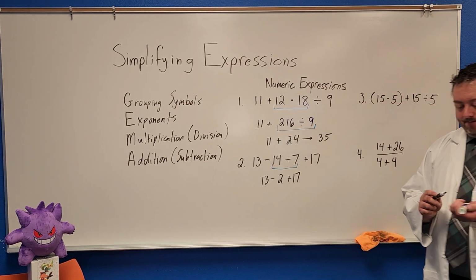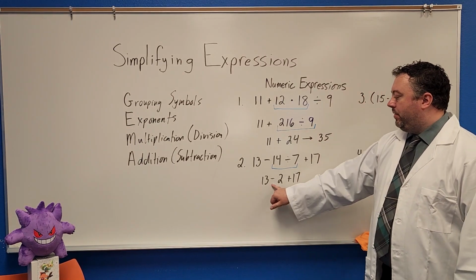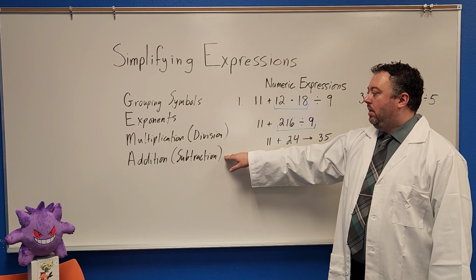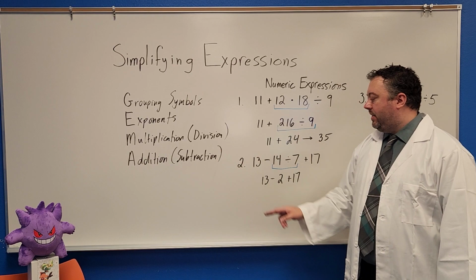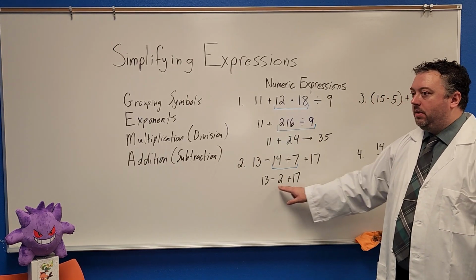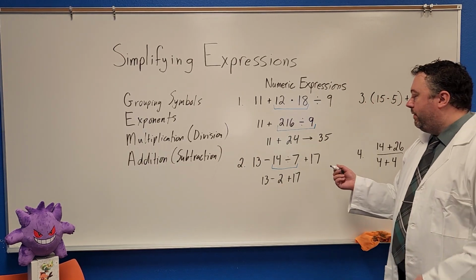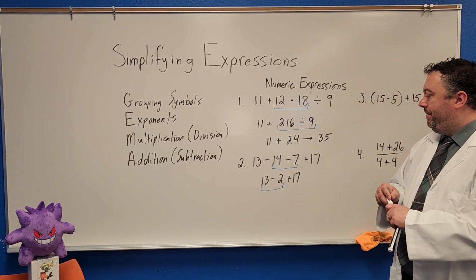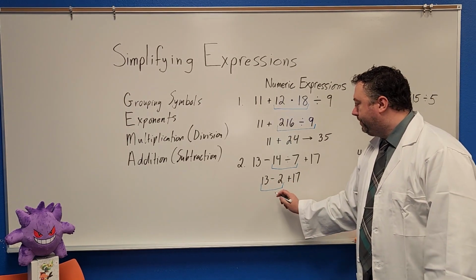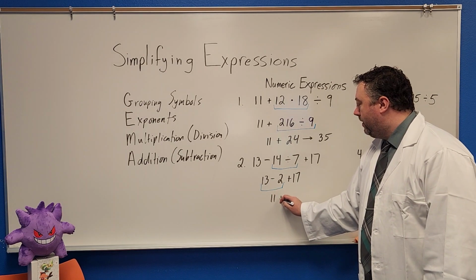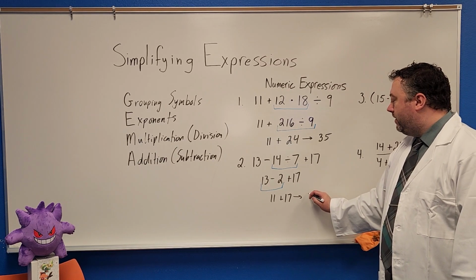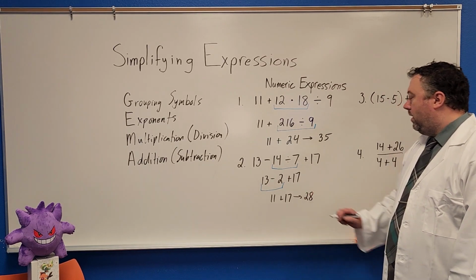plus 17. Now, I see both subtraction and addition, which are both on the 4th level. So in this case, I need to do them in order from left to right. So from left to right, I need to do the subtraction first. 13 minus 2 is 11 plus 17, and I'll use an arrow again for a final answer of 28.